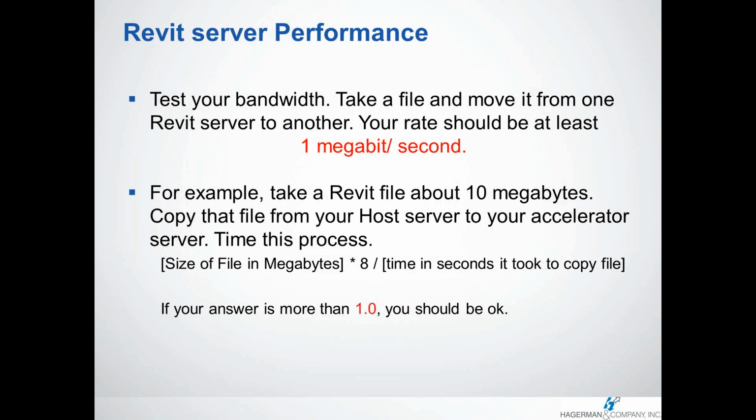And then what you do is you apply this little formula. You take the size of the file in megabytes, you multiply it by 8, and you divide it by the time it took to copy the file. So get a nice timer on your computer or your cell phone or whatever and time it. You can do this a couple of times so you get a nice average. It's always better to do it more than once. I did my test twice and I was close, within just a few milliseconds. So I know I got a pretty good average, but you should always do it more than once. So you do this little formula, and if your answer is more than 1, you should be good.